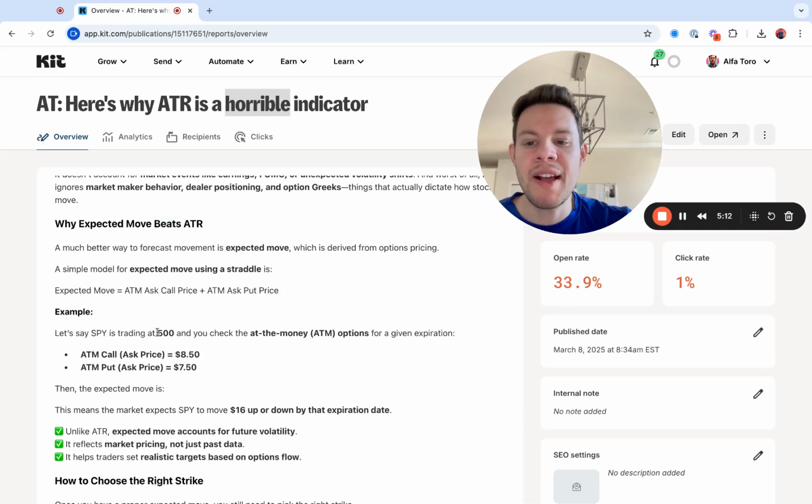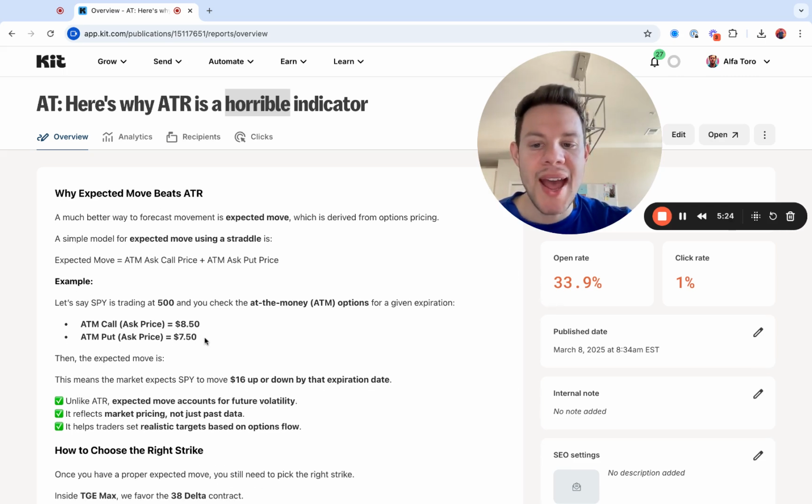Let's say SPY is trading at 500, and you check the at-the-money call options for a given expiration. Let's say the ask price is $8.50. Let's say the at-the-money put ask price is $7.50, and all you have to do is add these together, right? That's it. That's about $16 up or down by the expiration date.